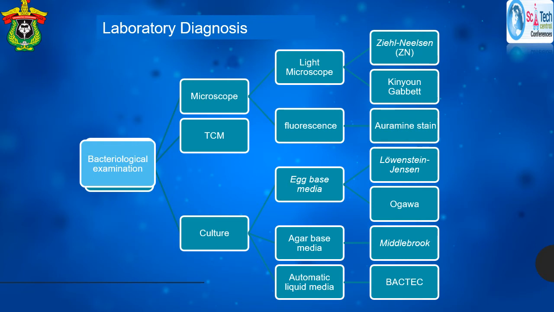This is the laboratory diagnosis for TB. We can use bacteriological examination. We can use microscope, GeneXpert, and culture. For the microscope, we can use light microscope and fluorescence microscope. For light microscope, we can use Ziehl-Neelsen and Kinyoun-Gabbett. And for fluorescence microscope, we can use auramine. For the culture, we can use egg-based media with Lowenstein-Jensen and Ogawa. For agar-based media, we use Middlebrook, and for automatic liquid media, we can use Bactec.